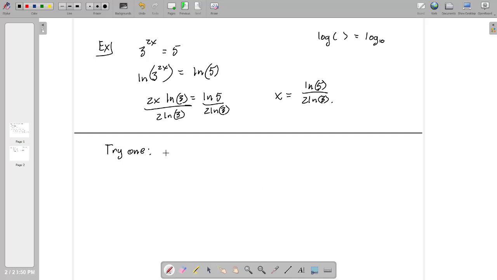Try one. Solve the equation e to the 2x plus 1 equals 16. This will be very similar to the previous problem.